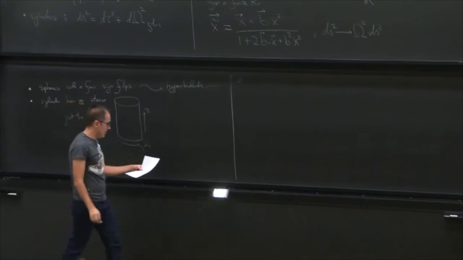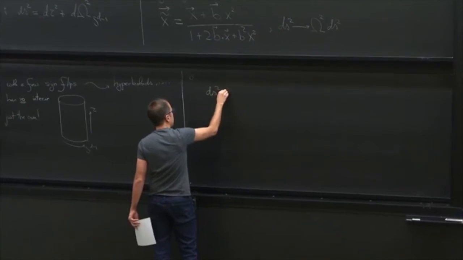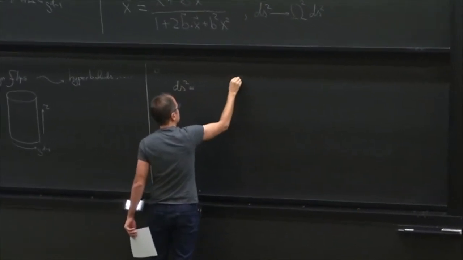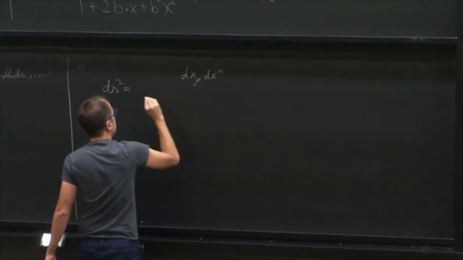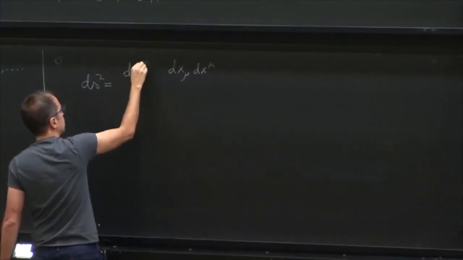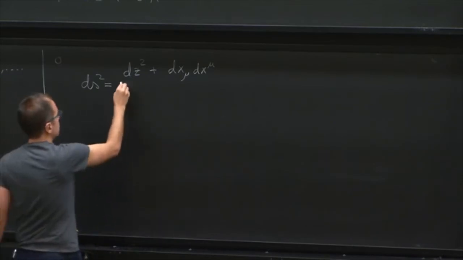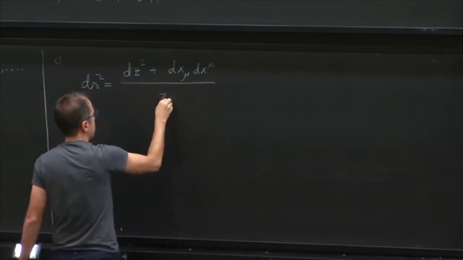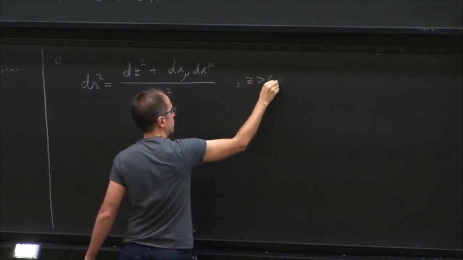So the first new comment is the following. Consider the following metric, ds squared, which is not just dx mu, but you add an extra dimension. You consider dz squared, you add an extra dimension z. So you have x1, x2, x3, x4, and then you have z. And let's consider further that I divide this by z squared, and z is positive.